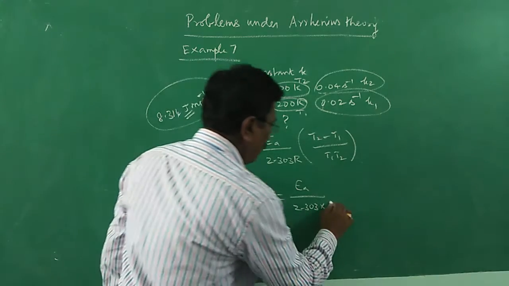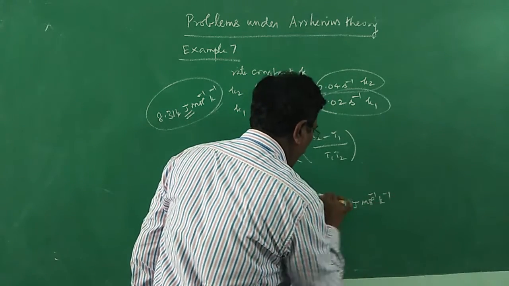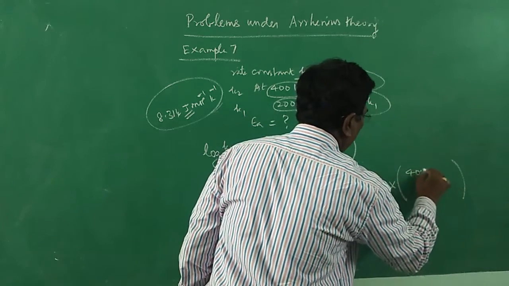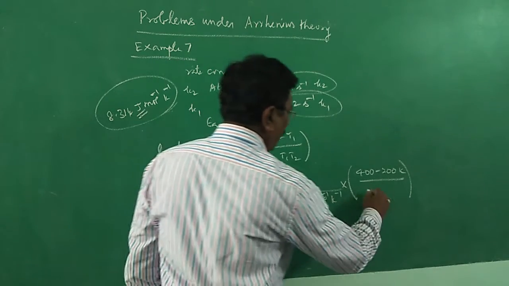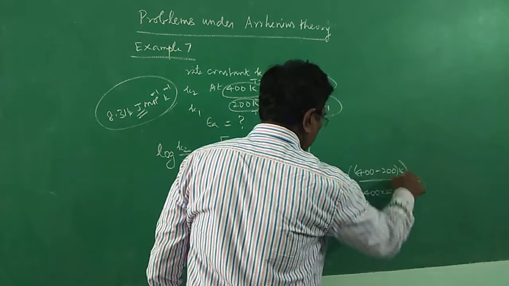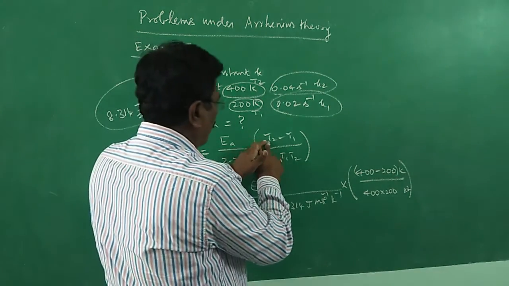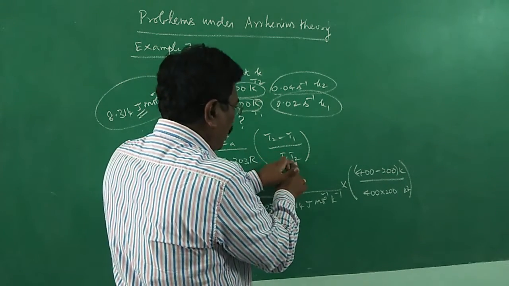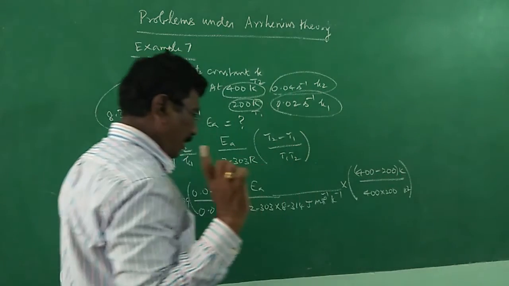8.314 joule per mole per Kelvin is the unit for R always, into T2 minus T1, that is 400 minus 200 Kelvin, divided by T1 into T2, 400 into 200 Kelvin into Kelvin, Kelvin square. Unit every time we can write accurately if you want. Temperature 400 Kelvin minus 200 Kelvin, therefore unit will be Kelvin. 400 Kelvin multiplied by 200 Kelvin, therefore Kelvin square.